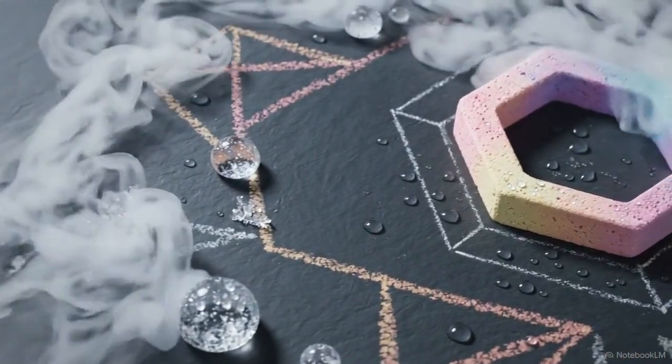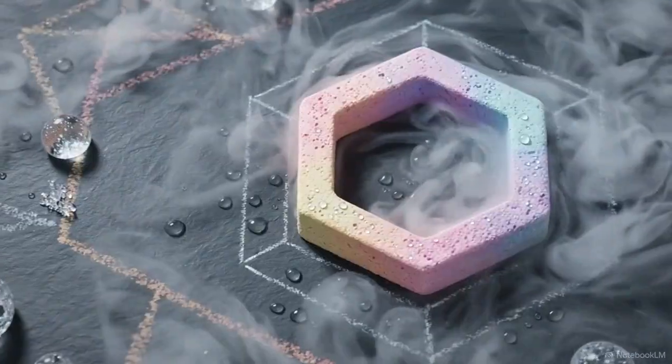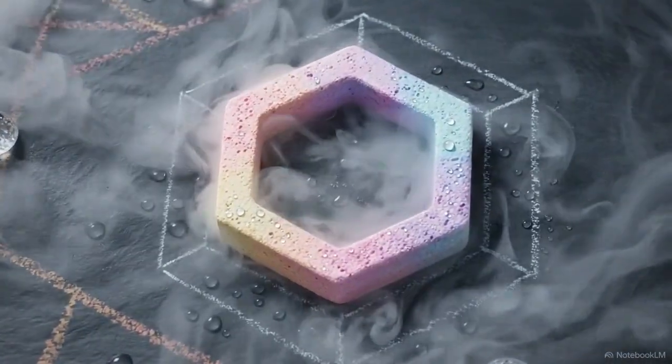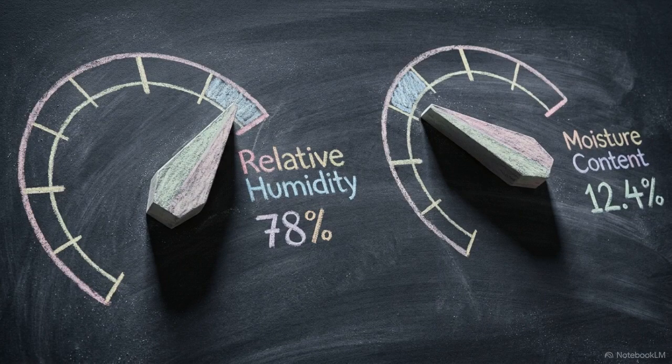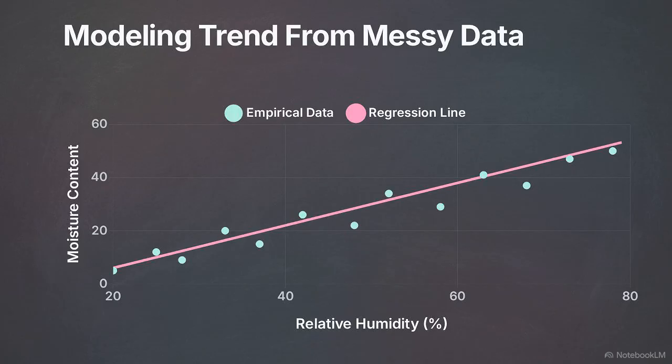When engineers test a new synthetic material, they often need to know exactly how it reacts to environmental factors. For instance, they need to map the relationship between the ambient relative humidity and the actual moisture content absorbed by the material. Looking at this scatter plot, the raw data appears scattered and messy, but to predict how the material will behave outside the test chamber, engineers calculate a line of best fit.